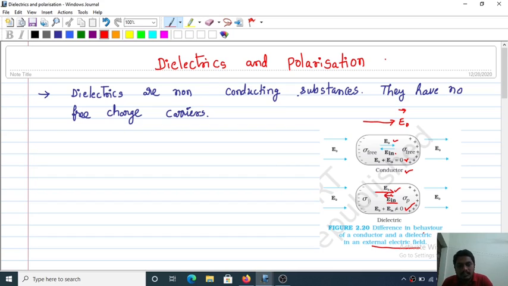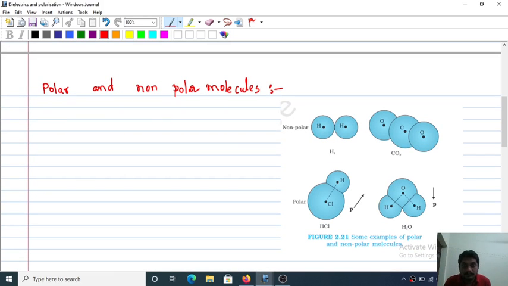Now we'll study this same concept, dielectrics, at the molecular level. Dielectrics are of two types: polar dielectrics and non-polar dielectrics. First we have to know what polar molecules and non-polar molecules are.